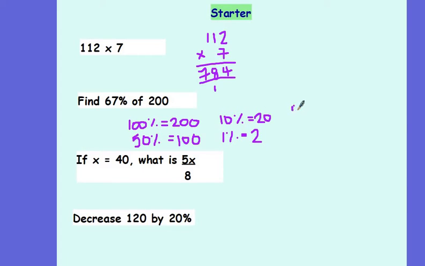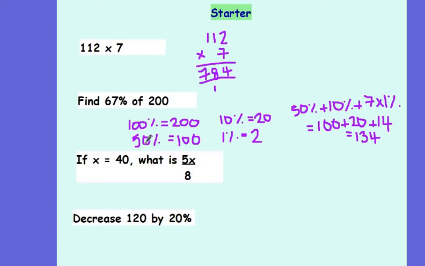So if I did 50% plus 10% plus 7 lots of the 1%, so 7 times 1%, that would give me 67%, which in this case is 100 plus 20 plus 14, which gives me 134.